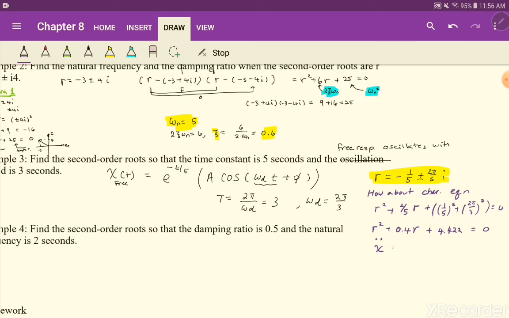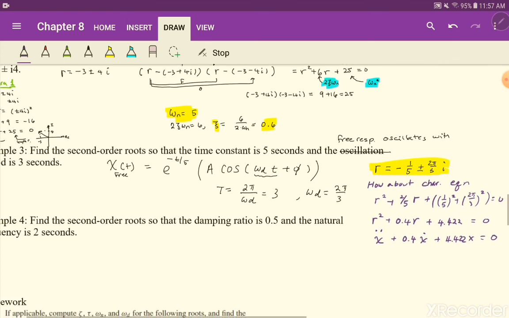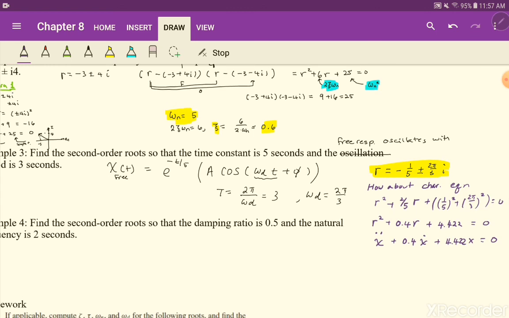It could be x double dot, y double dot, theta double dot, whichever. So x double dot plus 0.4 x dot plus 4.422 x of t equals 0. Okay, so this is your system whose characteristic roots are negative 0.2 plus minus 2 pi over 3i, such that the free response will have a 5-second time constant and oscillates with a period of 3 seconds. So it'll be a real pity if you don't recognize that from the graph, right?